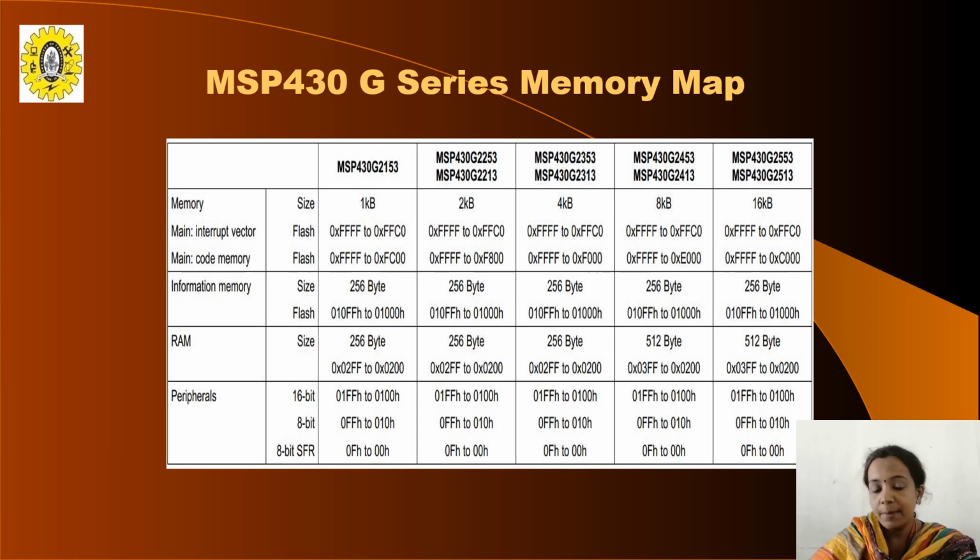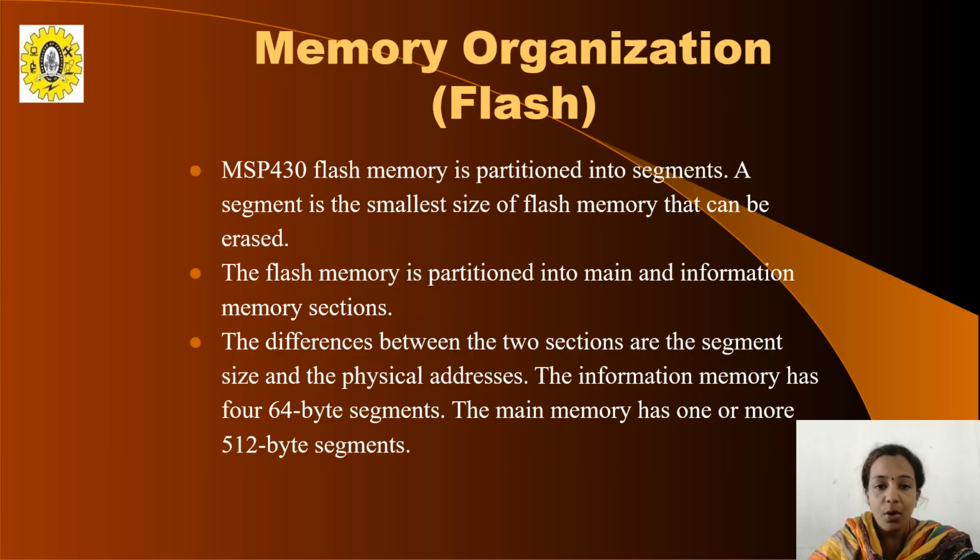The peripheral devices which can be connected with the microcontroller are also given in the block diagram. So, memory organization of the flash: MSP430 flash memory is partitioned into segments. A segment is the smallest size of flash memory that can be erased, and it can be reprogrammed also. The flash memory is partitioned into main and information memory sections. The differences between the two sections are the segment size and the physical addresses. The information memory has 64 byte segments. The main memory has one or more 512 byte segments.